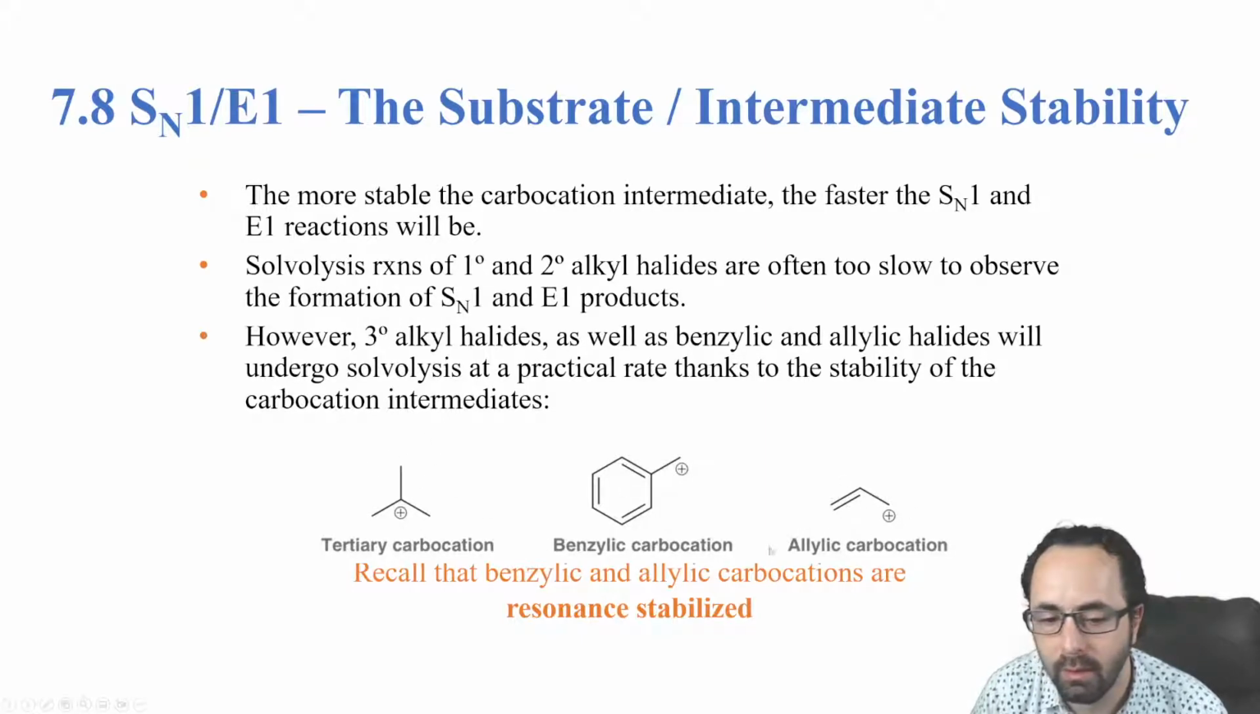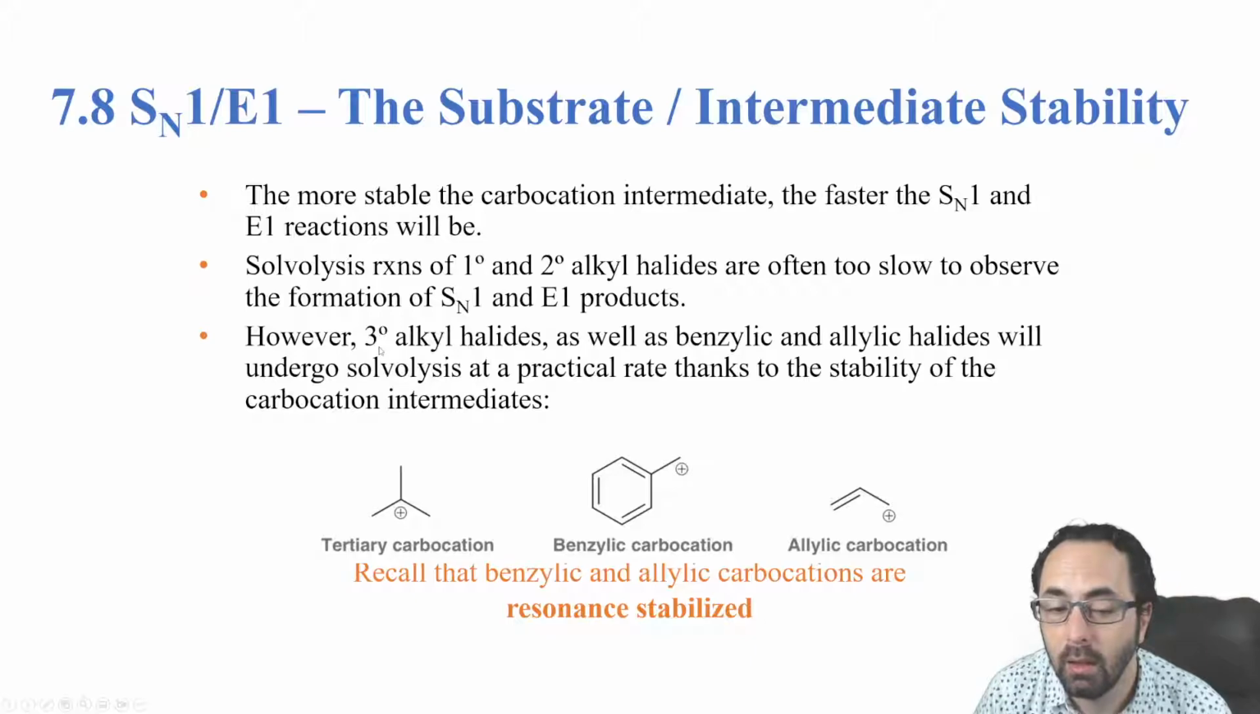Then we have these resonance-stabilized ones here, and so these will produce stable carbocation intermediates, and that's what's the most important to a successful SN1 and E1. Primary and secondary alkyl halides will just be too slow to go through the SN1 because their carbocation intermediates will be unstable. To have a stable carbocation intermediate, you need a substrate that produces a tertiary carbocation, a benzylic, or an allylic carbocation to have any appreciable reaction, or it has to at least be able to undergo a carbocation rearrangement.